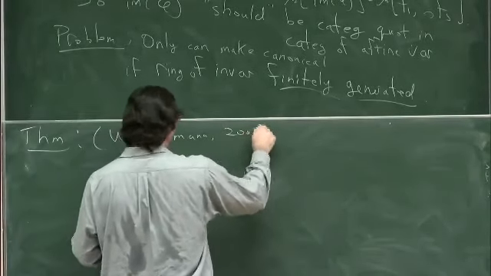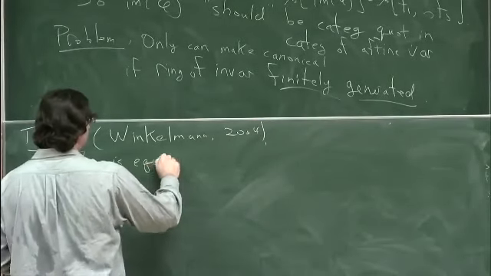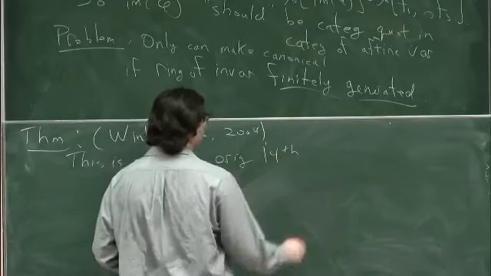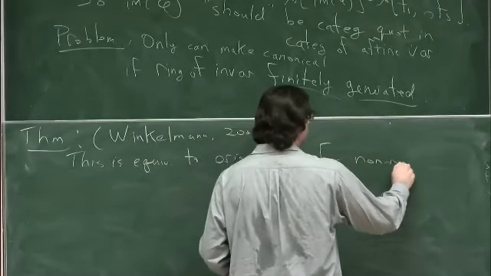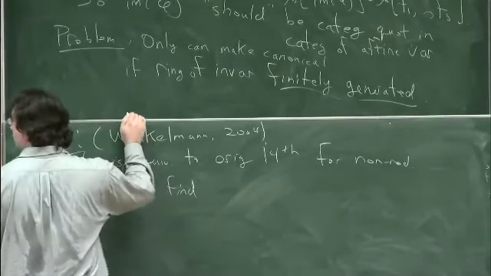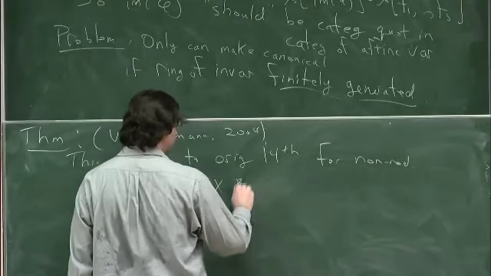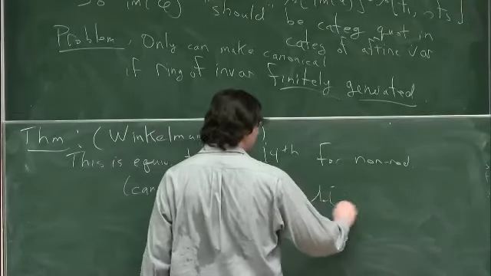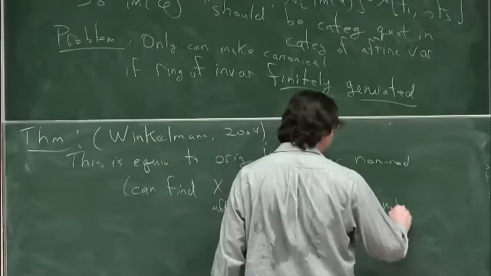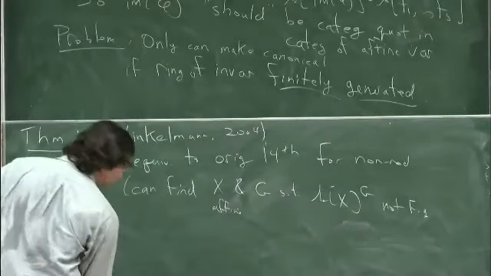I guess it's 2004, is that this is equivalent to the original 14th for non-reductive, in the sense that given this problem, you can always find an X and a G, with X affine, such that the ring of invariants is not finitely generated. In fact, the rings will agree.